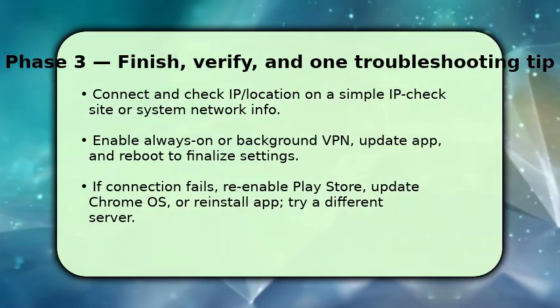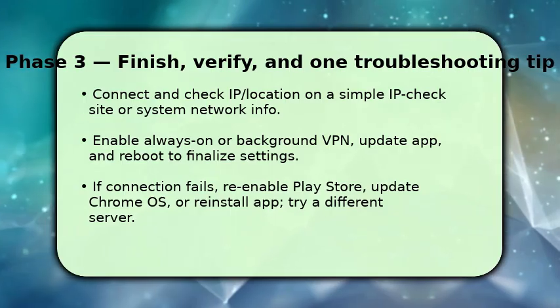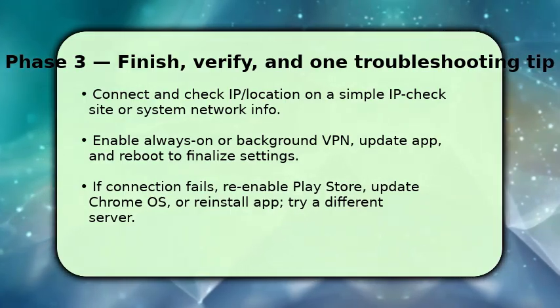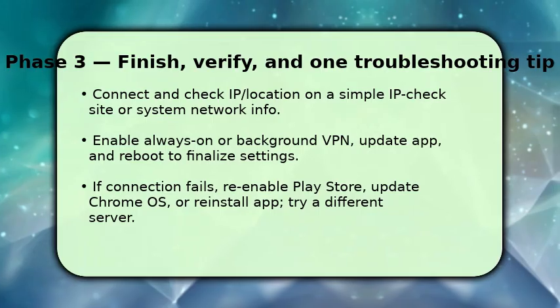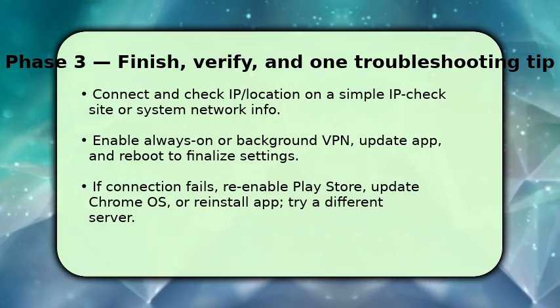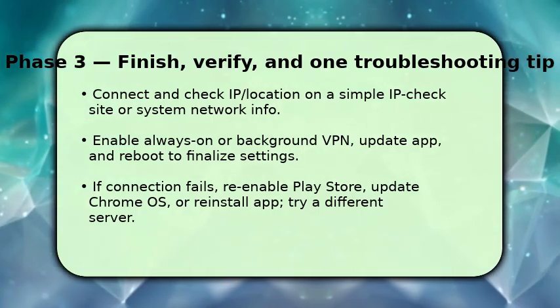If something goes wrong, try the key troubleshooting step. Re-enable the Play Store, update Chrome OS and the VPN app. Then reinstall the VPN and test a different server. This fixes most connection and permission issues.